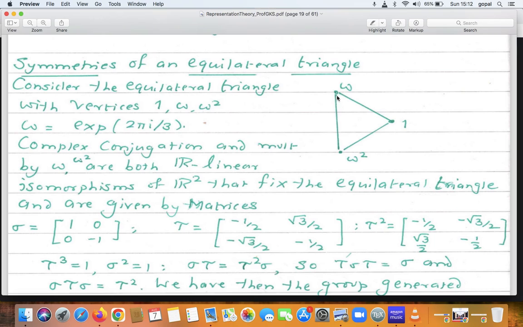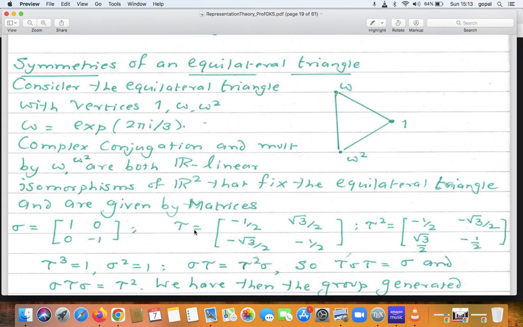Complex conjugation will take omega to omega squared and omega squared back to omega. It fixes 1. And so complex conjugation certainly fixes the equilateral triangle as a geometrical object, but flips these two vertices. And the complex conjugation is described by this 2 by 2 matrix 1 0 0 minus 1. And then I can rotate the plane, fixing the origin, through angle 2 pi i by 3.